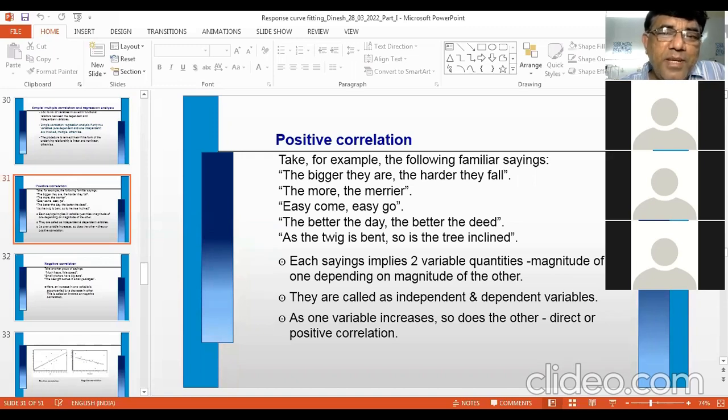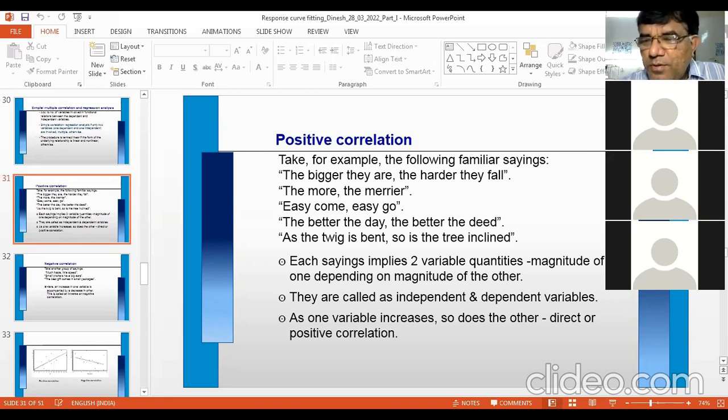For example, easy come, easy go. So easy come is your independent variable and easy go is your dependent variable. The more, the merrier. More is your independent and merrier is your dependent variable. So if you want to be happy, you should have more. So here the more is the independent variable. As one variable increases, so does the other. So in this case, as the first variable increases, the other also increases. That means it is a positive correlation. If one variable increases, the other variable also increases, that is your positive correlation.